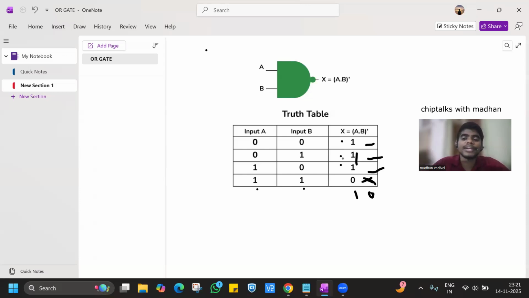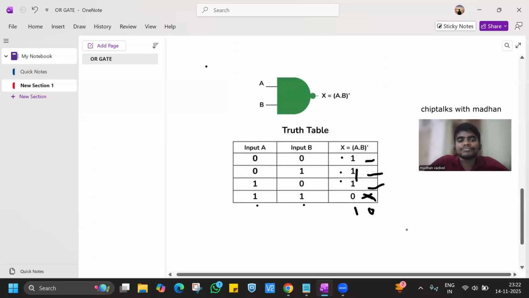NAND gates are opposite of AND gate, and we prefer NAND gate over NOR gate. It is a universal gate. It has more high outputs compared to NOR gate. NAND gate is the combination of AND gate plus NOT gate. This is about the NAND gate operation.